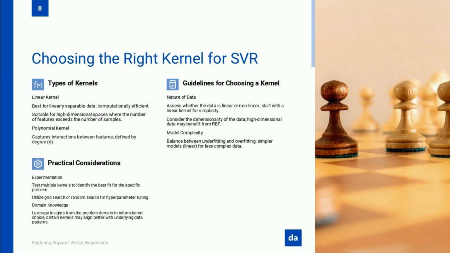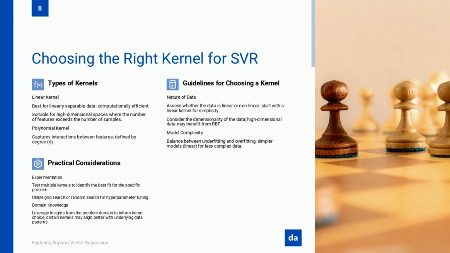In practice, the best approach is to test multiple kernels and compare their performance using cross-validation. Grid search, or random search, can help automate this process by testing different combinations of kernel types and hyperparameters to find the optimal configuration. Beyond just choosing a kernel, domain knowledge also plays a key role. Understanding the dataset, the relationships between features, and the expected behavior of the model can help guide the selection.